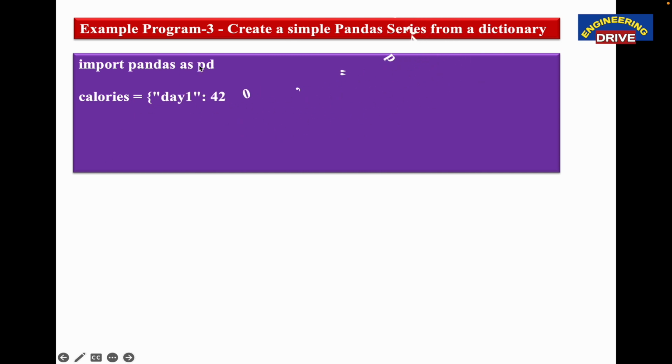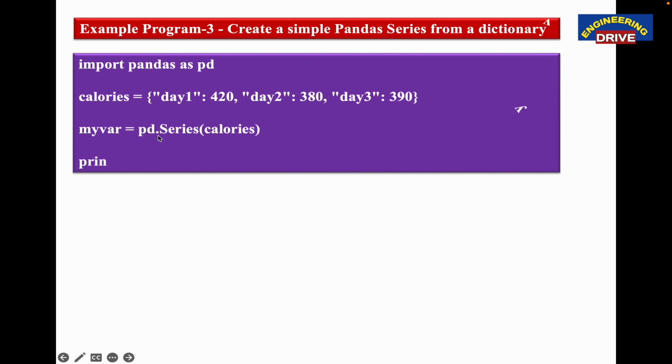Again, I have imported the Pandas library and given the alias as pd. Here I have taken calories. Now, this is a dictionary actually. I want to combine this dictionary and integrate it into the Pandas series. So, day 1, 420, day 2, 380, day 3, 390. This is the key and this is the value. Key number 1 is day 1, key number 2 is day 2, key number 3 is day 3, and these are the values. Let me show you the output this time.